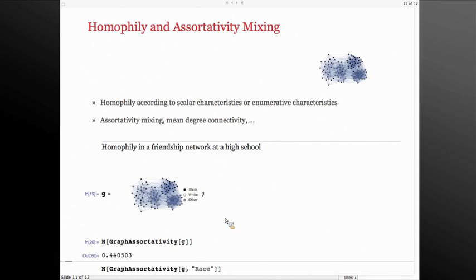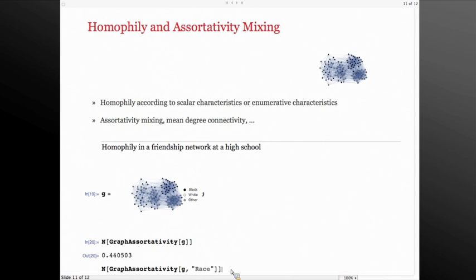If you use GraphAssortativity, you get a number. Usually the assortativity mixing gives you a number between -1 and 1. When that number is positive, it means people with the same characteristic tend to connect together. So this value tells you that popular kids in high school connect to popular kids. Highly social people connect to people who are highly social.